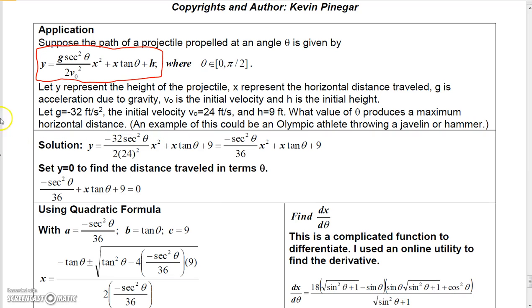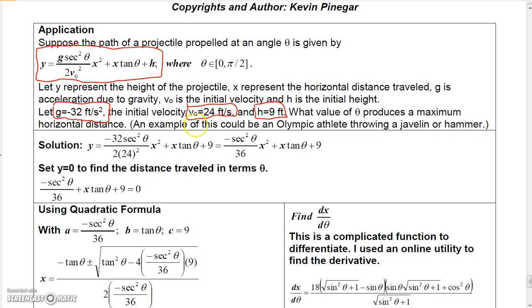Well, let's go ahead and give you a few things. For G, we can go ahead and use the constant negative 32 feet per second per second. For the initial velocity, we'll assume the initial velocity is 24 feet per second, and we'll assume the initial height is 9 feet. Okay, and so what I want to know is what value of theta produces maximum horizontal distance.